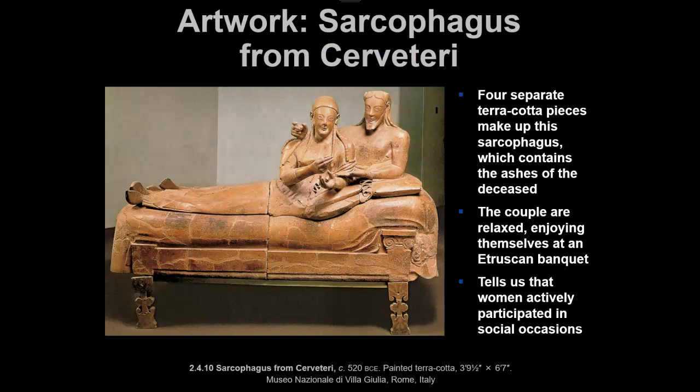So this would be an example of one of those ceramic pieces. This is painted terracotta. In this sarcophagus, you see where it's separated into 4 different pieces. The reason it's separated is that they have to fire it in pieces. It won't fit in a kiln. Here you see the couple, relaxed, enjoying themselves, just at a banquet. And it tells us that women actually participated in these social occasions.